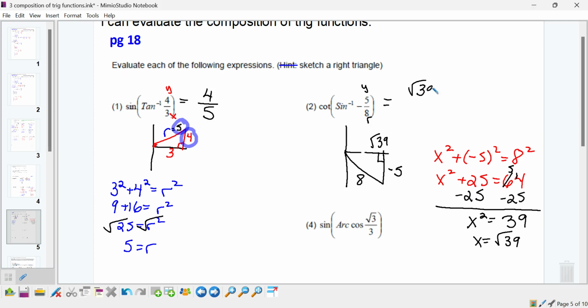Cotangent is x over y. Negative in the denominator looks a little funny, so we're just going to make this a negative fraction.